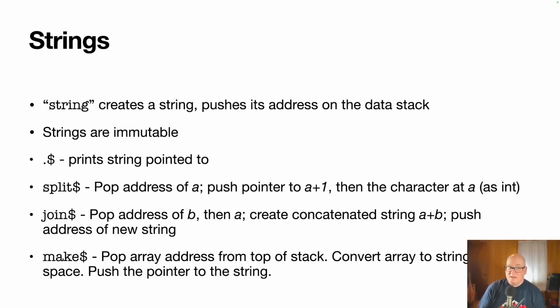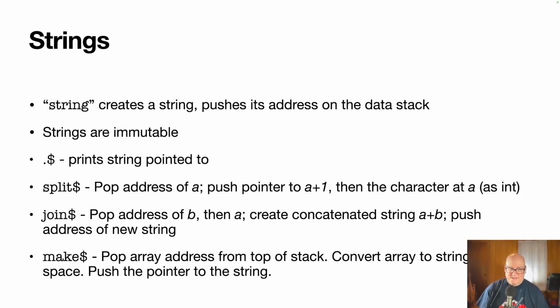We have to worry about compile time and runtime, but quote, string, quote, will create a string and push an address on the stack. And then our string is going to be immutable. That means there'll be some extra copying sometimes. We'll just live with that. $$ is going to print the string that's pointed to. Split $, will break off the first character. Join $, will put two strings together. And make $, will convert an array to a string. So with those capabilities, I think you could do everything you need to do pretty reasonably. You might want a lot more string stuff, you're right, but this will be a good starting point.